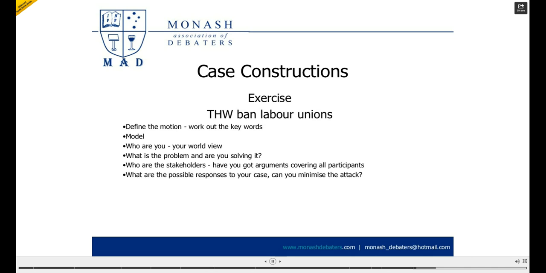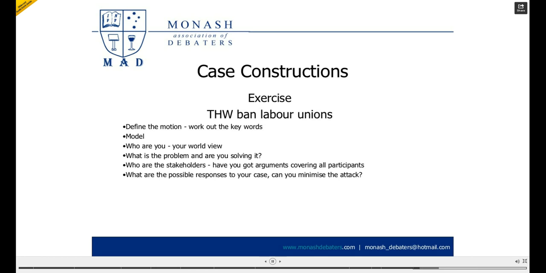So what I want you guys to do is, again, just the people next to you, try to figure out all the different aspects of whether or not we should ban labour unions. So figure out what the keywords are. Hazard a guess, it's ban and labour unions and we. Deal with the model, figure out what your worldview is. So what's your kind of philosophical basis here? What's the problem now? Have you solved it? Who do we care about? And maybe what are some things the opposition might say?